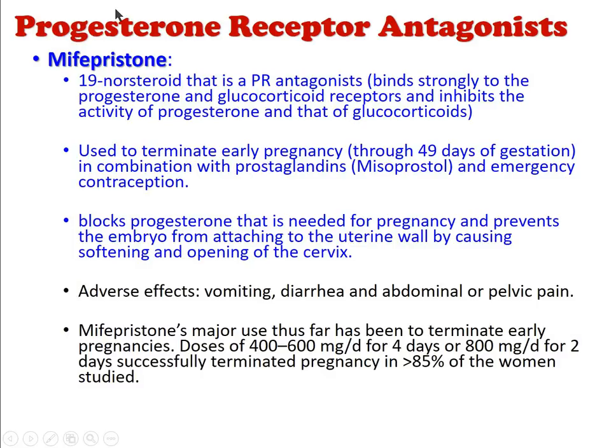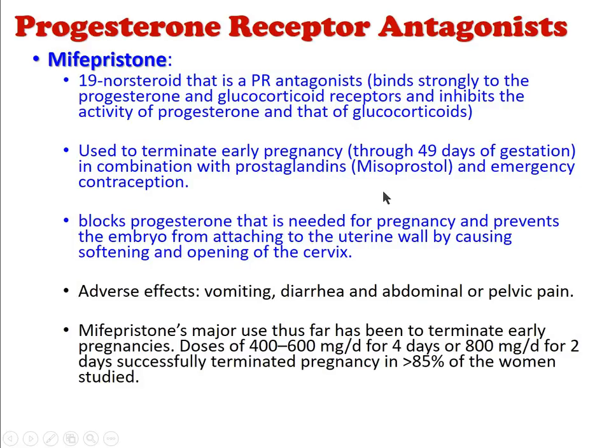So then we have this progesterone receptor antagonist, which is mifepristone. What was progesterone doing, remember? Progesterone was actually facilitating pregnancy, right? It was helping prepare the uterus for the possible pregnancy and then further implantation. So what this antagonist is going to do is exactly the opposite. This drug is used to terminate early pregnancy through 49 days of gestation.